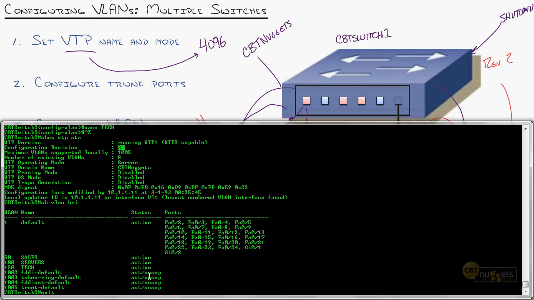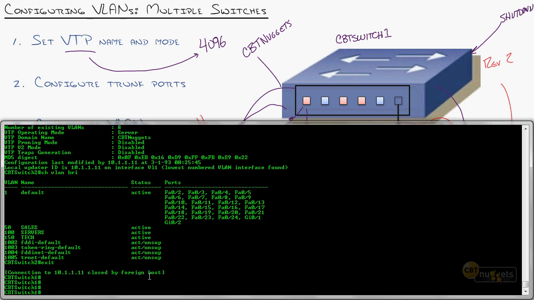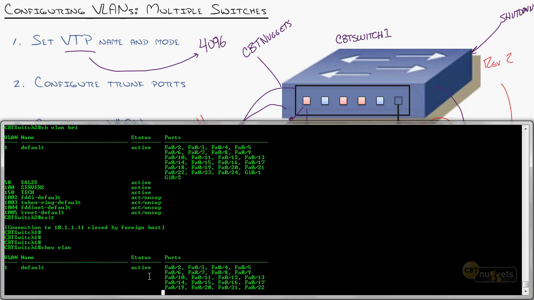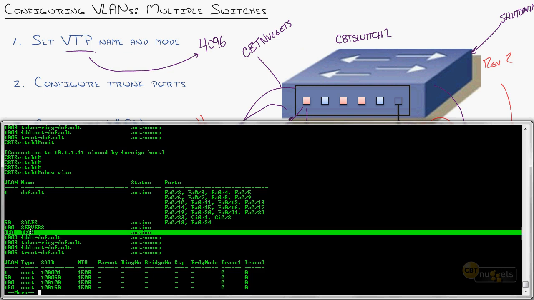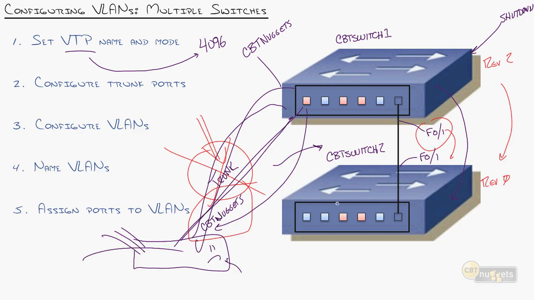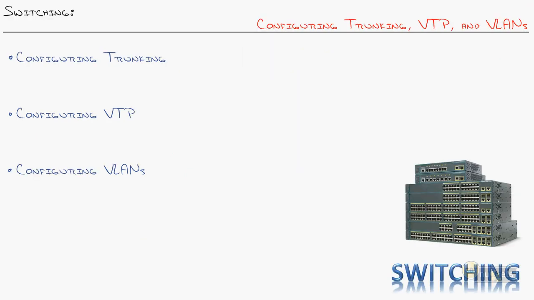Let's exit out from this telnet session. I'm back over on switch 1, and I'll do a show VLAN over here. Seeing it? VTP's doing its job. It's replicating the VLANs between each other. Now all I would have to do is add whatever ports I wanted to those specific VLANs.